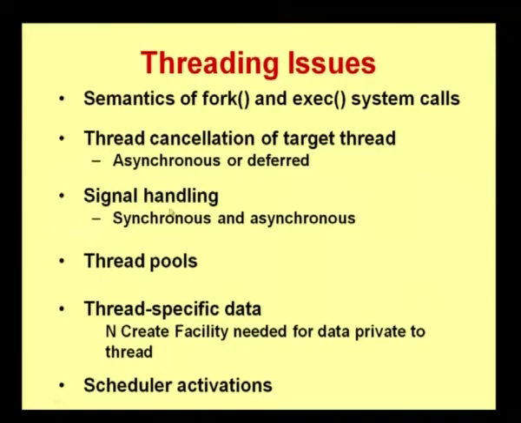Then the third one is signal handling. In signal handling, you have synchronous signal handling and asynchronous signal handling. And then the fourth threading issue is the thread pools. What are thread pools? We will be seeing it in the forthcoming slides. And then thread specific data. What is thread specific data? It creates the facility needed for data private to a thread. If a particular thread requires only a particular set of data, then only that data will get mapped to this thread. That is called thread specific data.